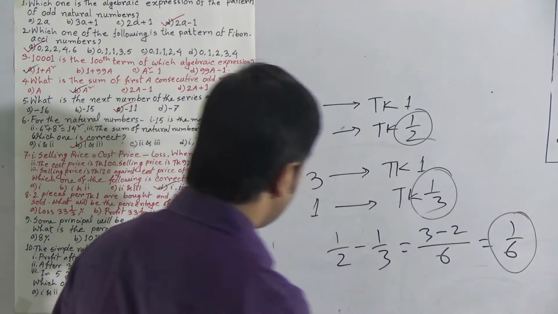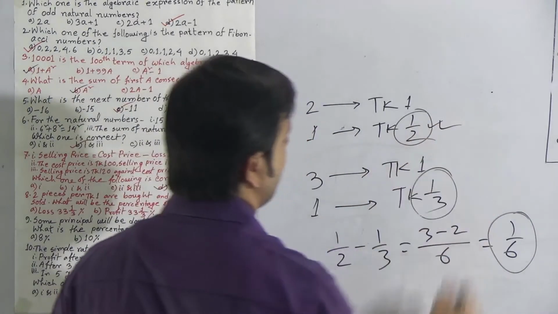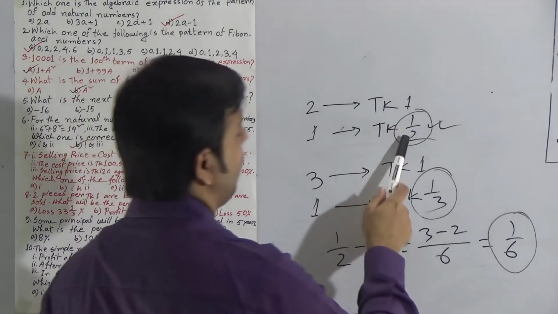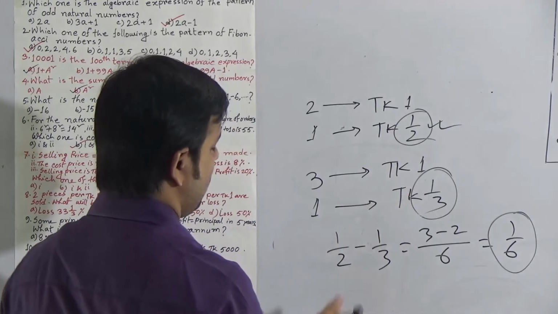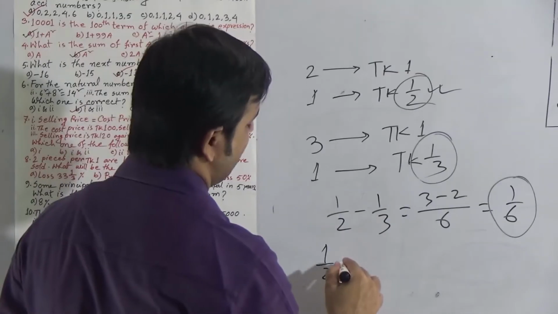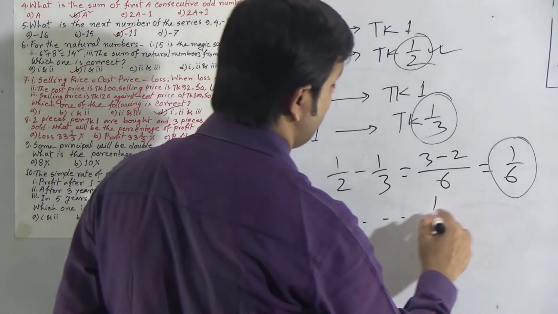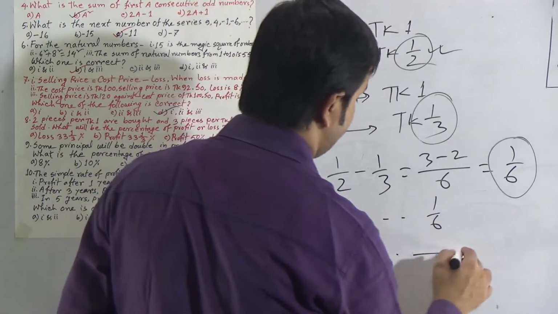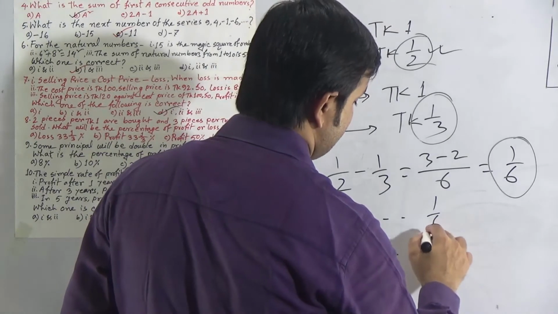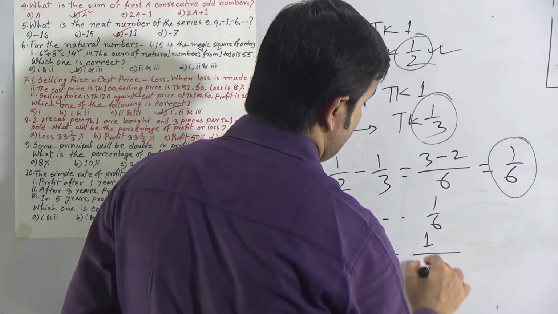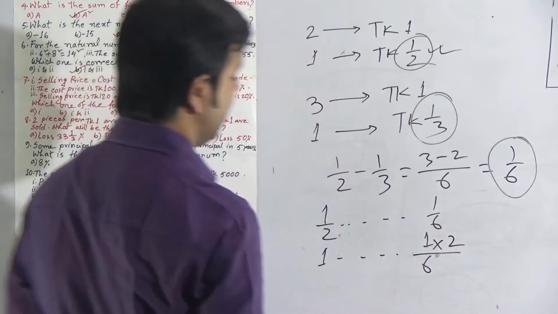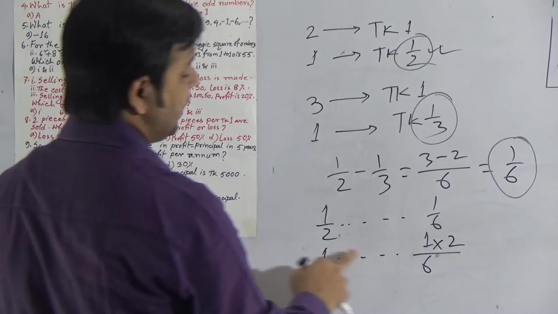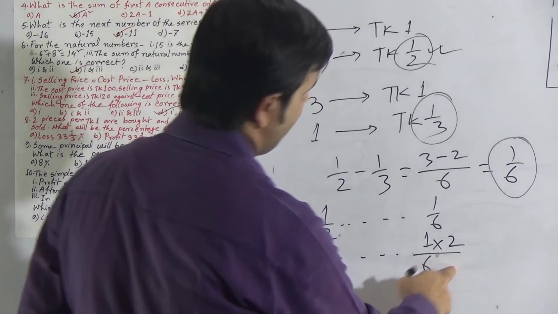1 by 6 is loss for taka 1 by 2. It means that when the cost price is 1 by 2 taka, then loss is 1 by 6 taka. When the cost price is 1 taka, then loss should be, we have to divide. To divide, we have to write this one in the numerator, as we have to take the reciprocal here as we are multiplying.